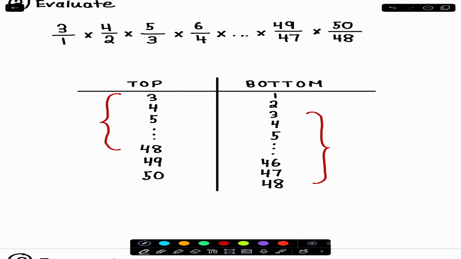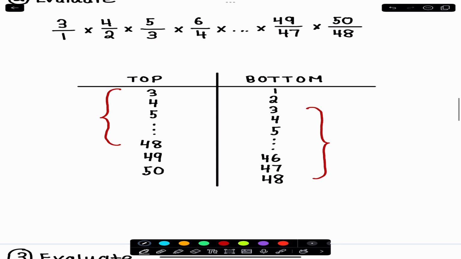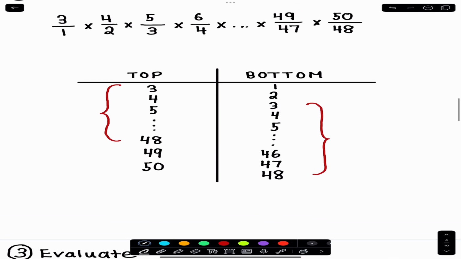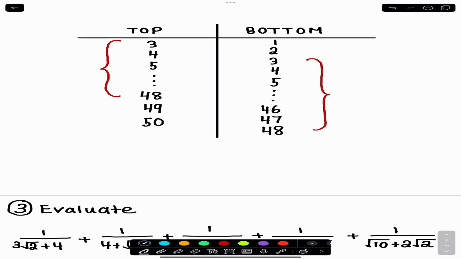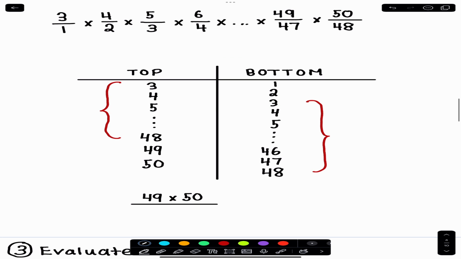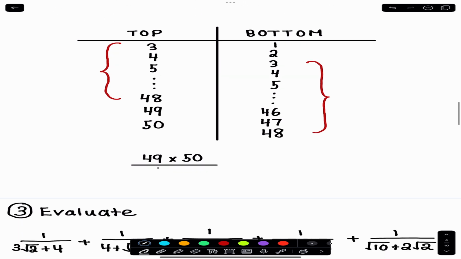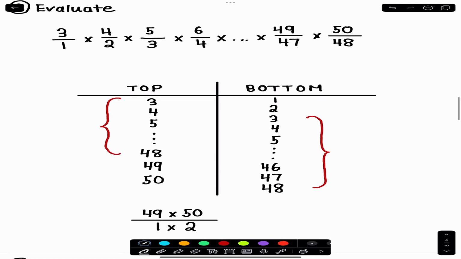What are the most important numbers here? Well, let's remember that 49 and 50 are on the top. This means the final answer is going to be 49 times 50 over 1 times 2, because those are the only 2 terms left on the bottom. Remember, the numbers 3 through 48, they all go away.